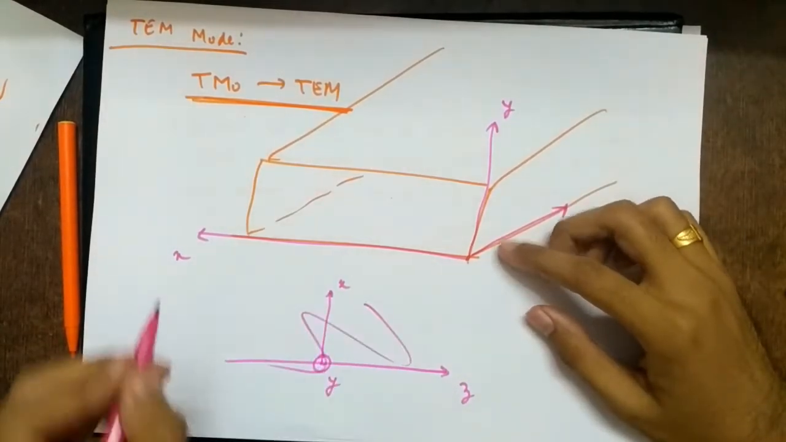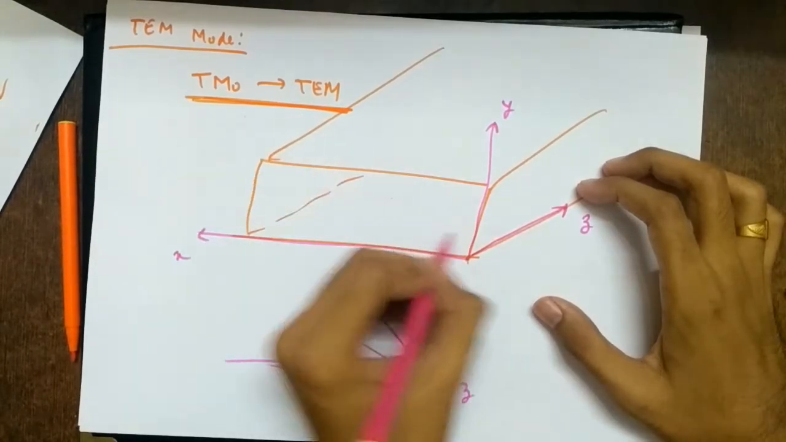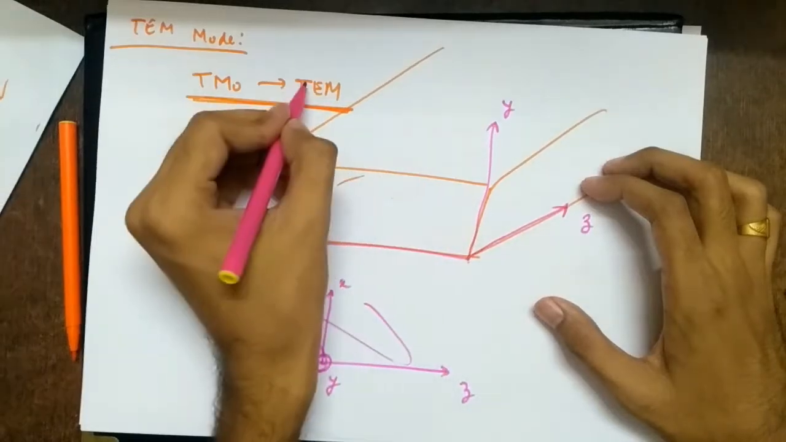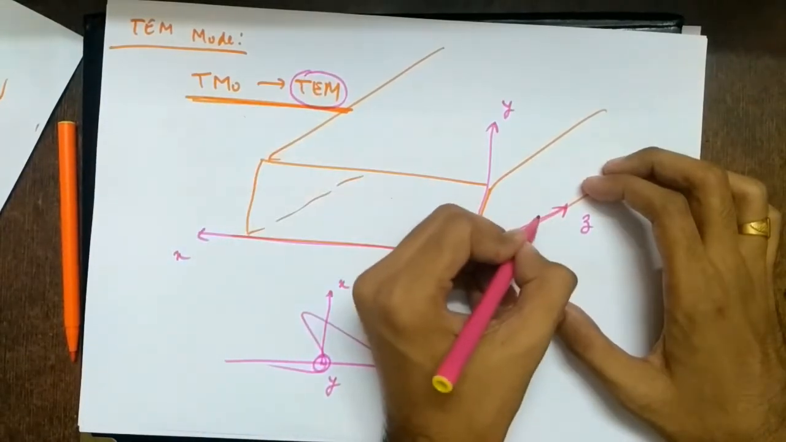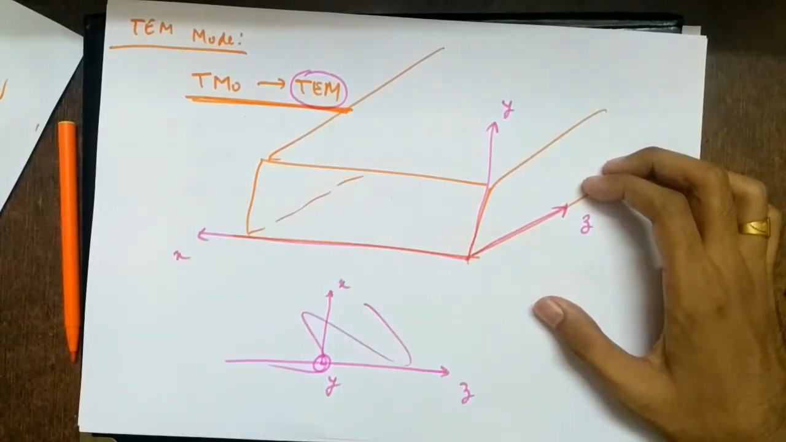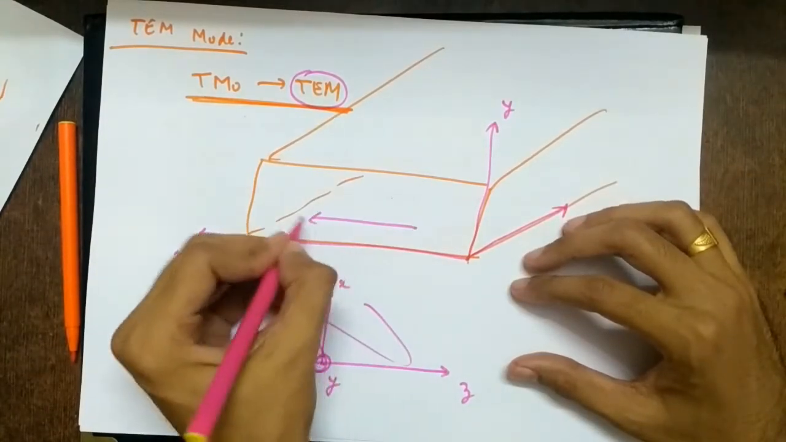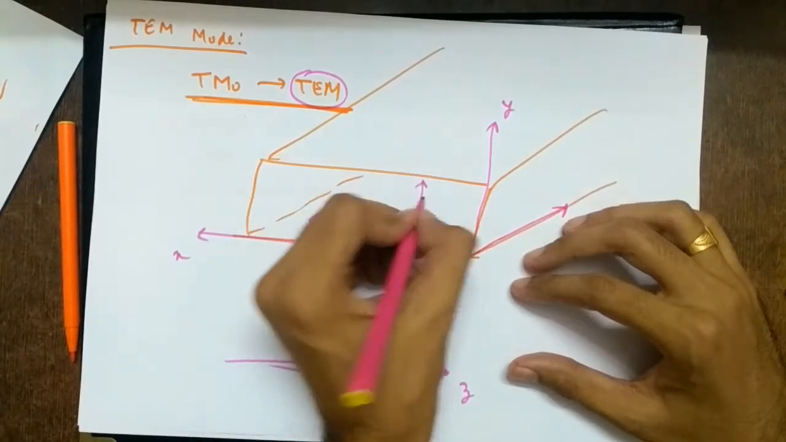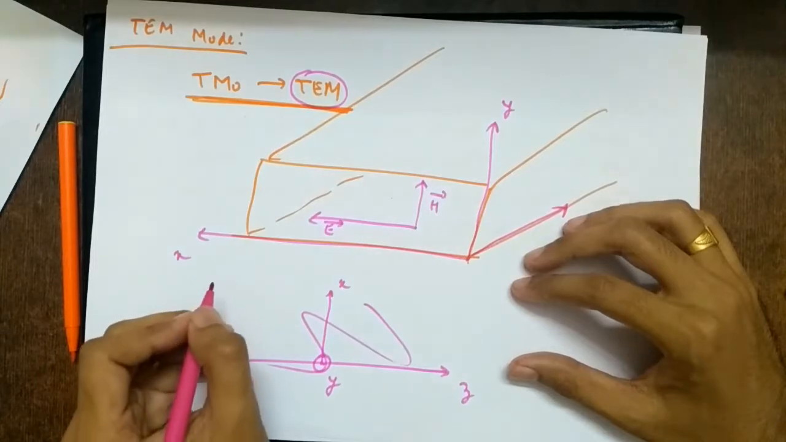There is no need of taking this analogy. Electric field and magnetic field will be in the XY plane only because it is the transverse electromagnetic mode. Transverse indicates perpendicular to Z, perpendicular to the direction of propagation. So the XY plane will have electric and magnetic fields. Let's arbitrarily assume the E vector is along the X direction and the H vector is along the Y direction.